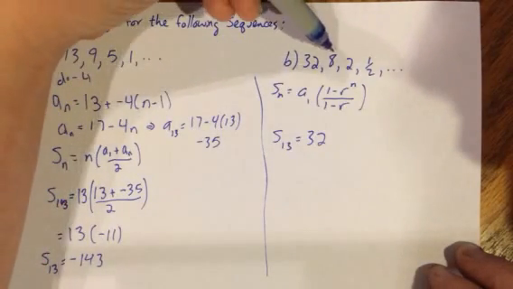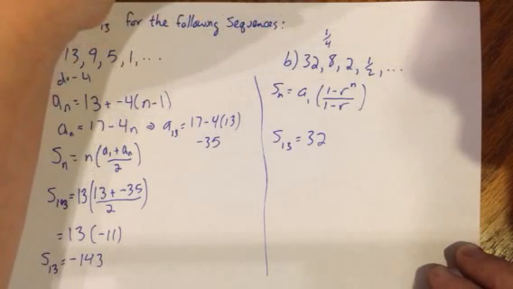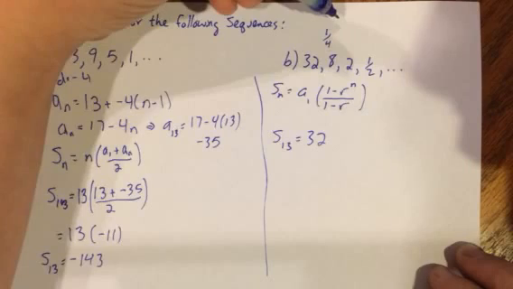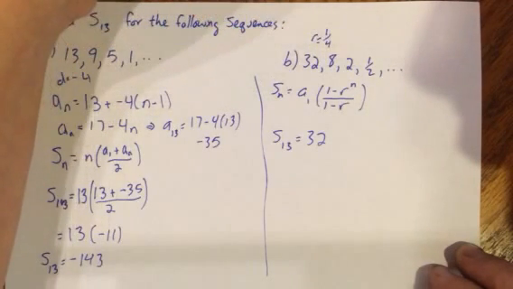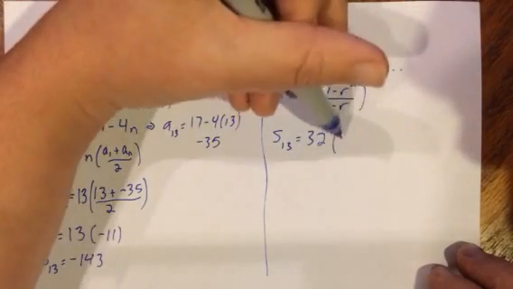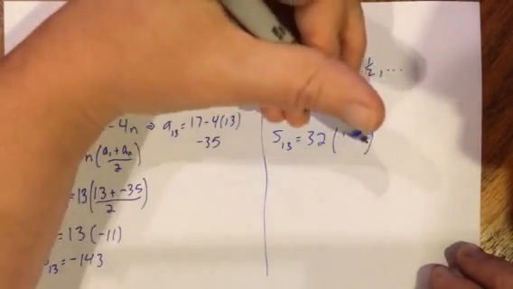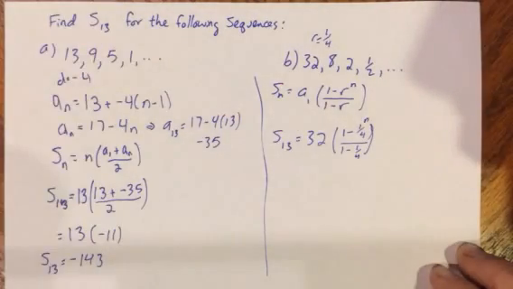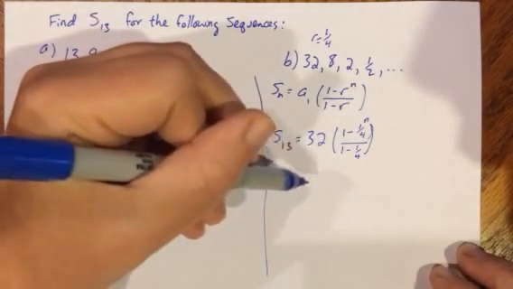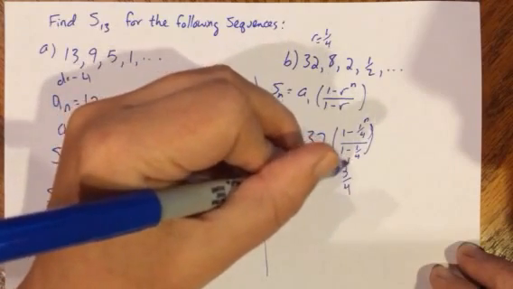Well, between 8 and 32, my ratio, would be divided by 4, would be 1/4. From 2 to 8 would be 1/4. From 1/2 to 2 would be 1/4. So I have r equaling 1/4. So I'm going to get 1 minus 1/4 to the n over 1 minus 1/4. Can simplify it a little bit if I want to. So 1 minus 1/4 would be 4 over 4 minus 1/4. It would be 3/4 on the bottom.